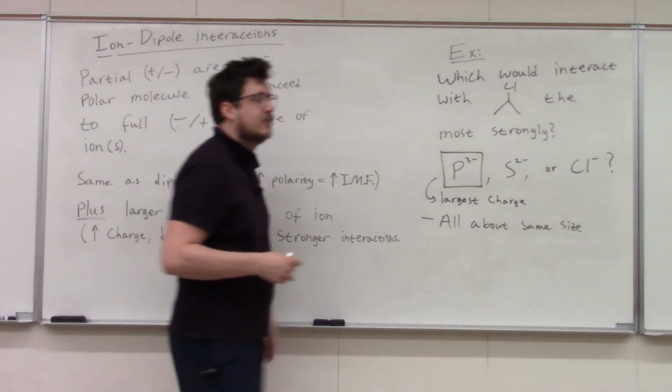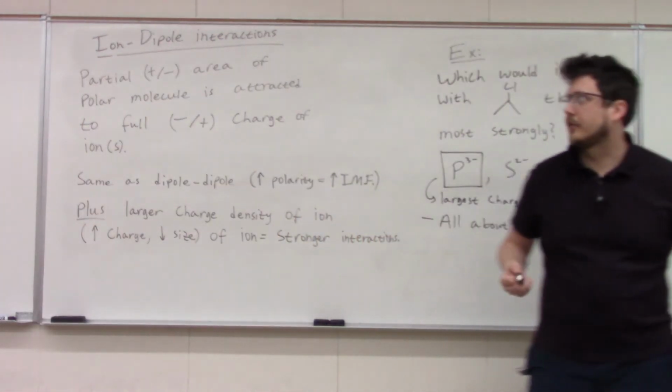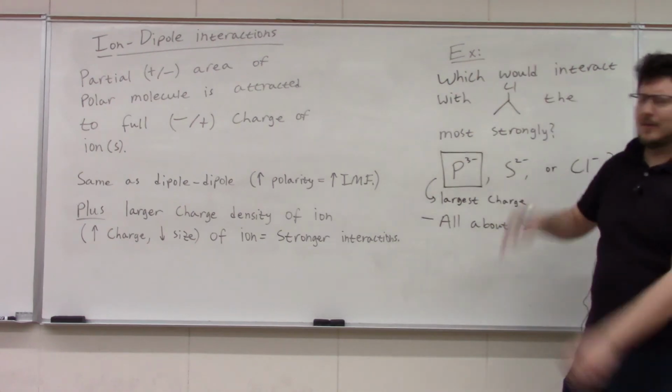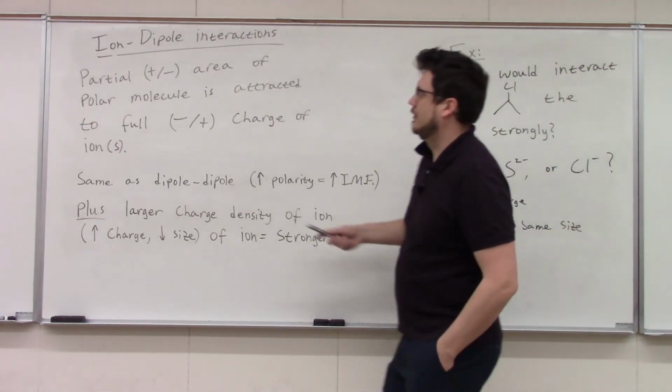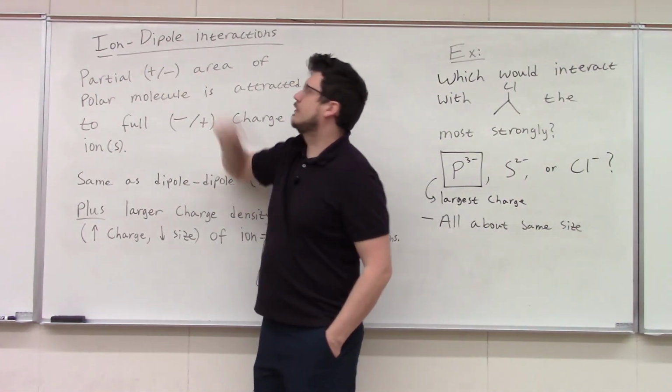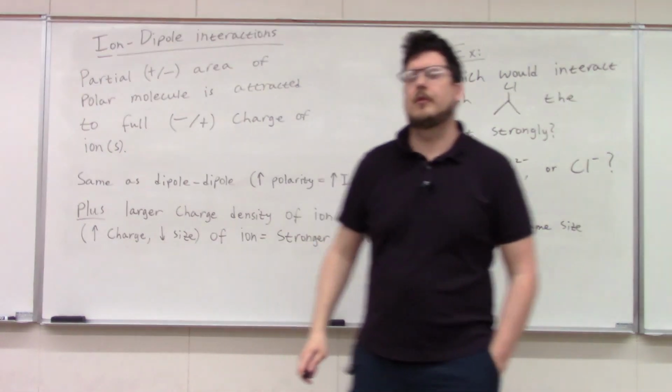So that's how you increase dipole-ion interactions, or ion-dipole interactions. However you write it, whatever. That's how you increase them. You can increase the strength of the ion, or you can increase the strength of the dipole. That's really what it boils down to.